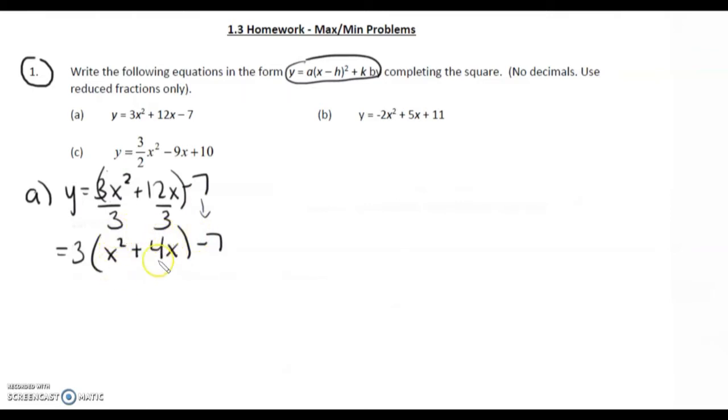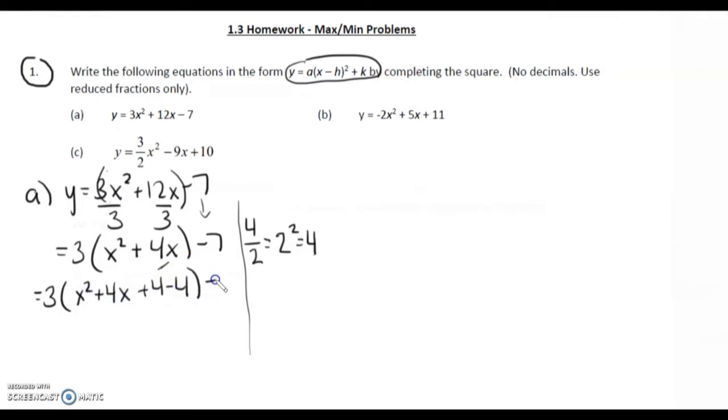So now we want to take this x term and go to the side of our paper, and divide it by 2. So 4 divided by 2, and then we want to square it. Okay, so we have 3, and then x squared plus 4x plus 4 minus 4 minus 7. So we want to take that 4 and add it and subtract it.